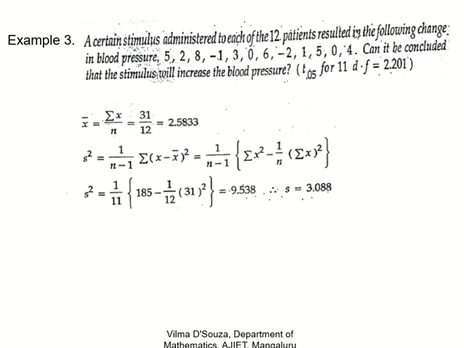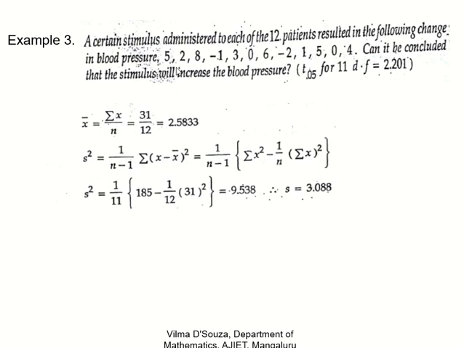Now, t of 0.05 is given, 12 patients, DF is 11. X bar: calculate, add all, divide by 12. So x bar is 2.5833. So s square is 1 by n minus 1 into summation x minus x bar whole square. You can use this formula also, but I prefer you follow the same formula, otherwise you may get into confusion. Whichever you prefer, you can use.